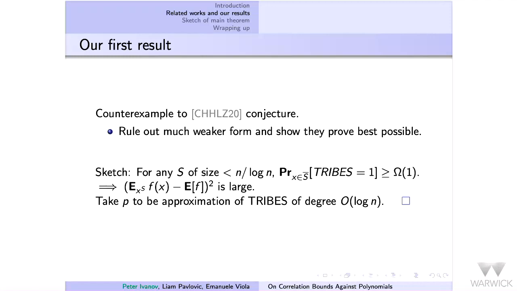And I should say, for those that don't know, tribes is just an OR-AND circuit that's read once, so very basic. Then we can just take a polynomial approximation to tribes, and it will have the same property as the initial tribes function, and this P gives us the counterexample to the conjecture. So the message is their approach won't go further than what they proved, so we have to think of other ways to get new correlation bounds.